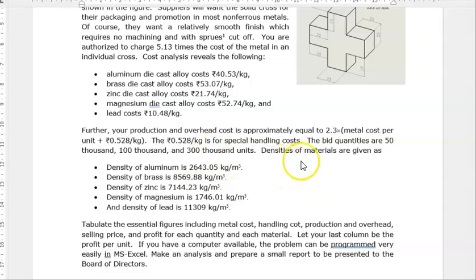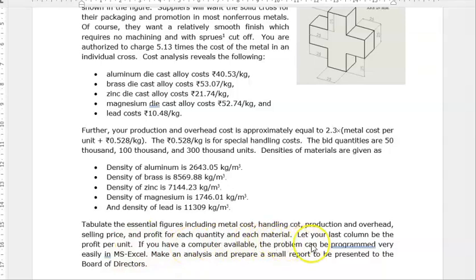Okay. The densities of the materials are given. Aluminum is so much, 2643. Then brass is so much, zinc is so much, magnesium is so much, lead is so much. So the president needs to tabulate essential figures, including metal cost, handling cost, production and overhead cost, selling price, and profit for each quantity and each material. Let the last column be the profit per unit.